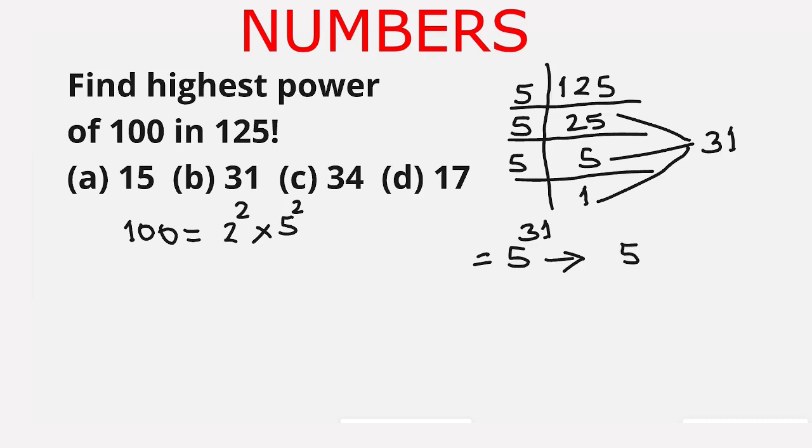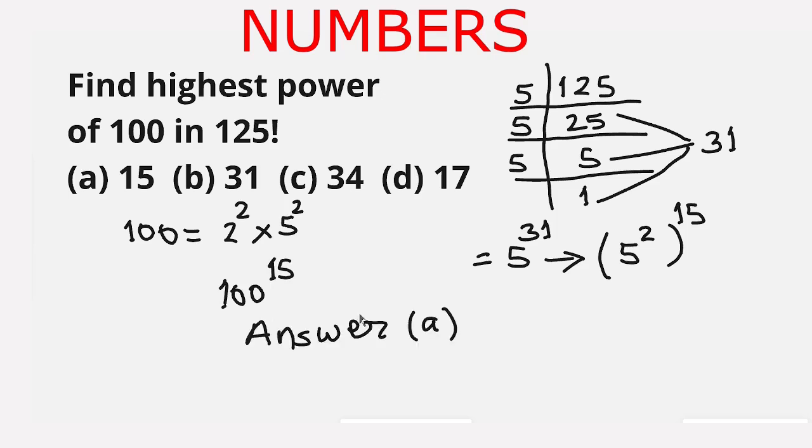This will give 5 to the power 31, as we wanted to have the maximum power of 5 to the power 2, and that will be 15. So the maximum power of 100 will be 15 in 125 factorial. And from the given options, our answer is option A 15. I hope you have understood the method of solving such type of questions. We go to the next question.